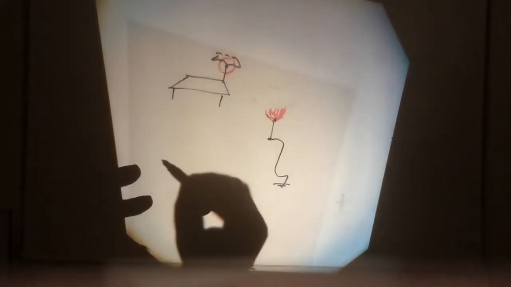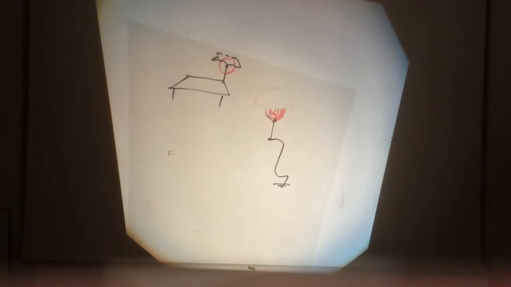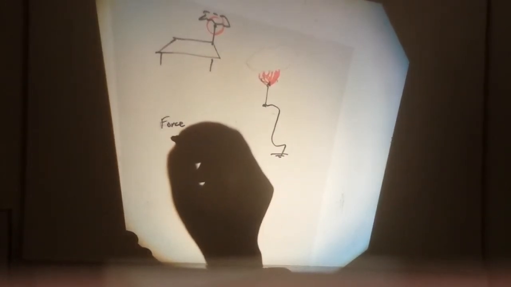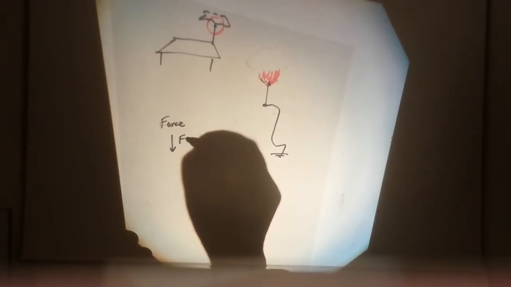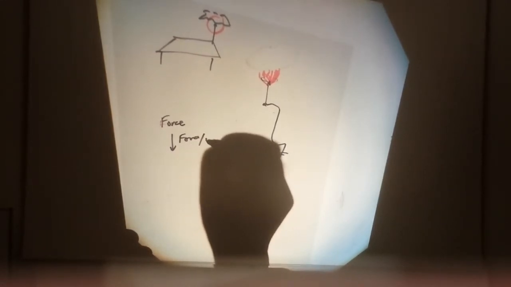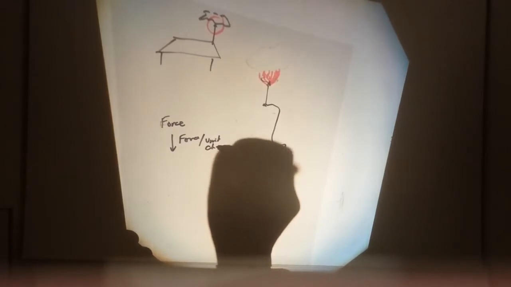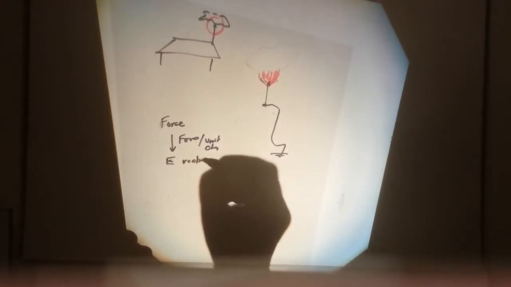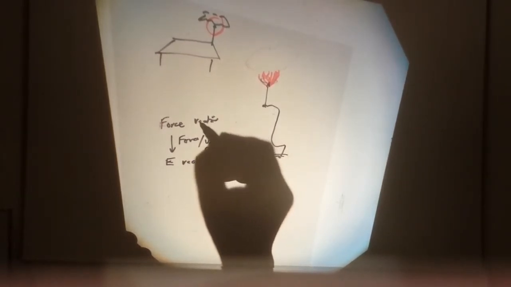Okay, so we move on now to look at the new concept of using field. So we saw force, and then we say force per unit charge, the test charge. We call this electric field E. Electric field vector.